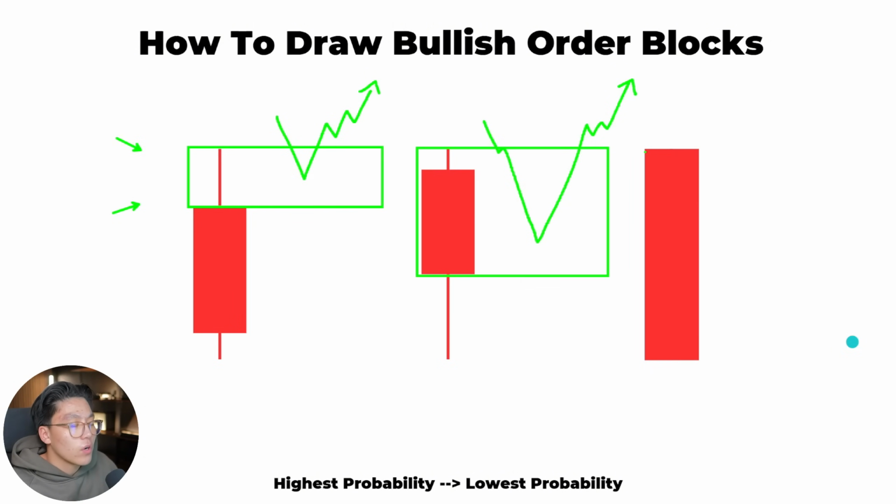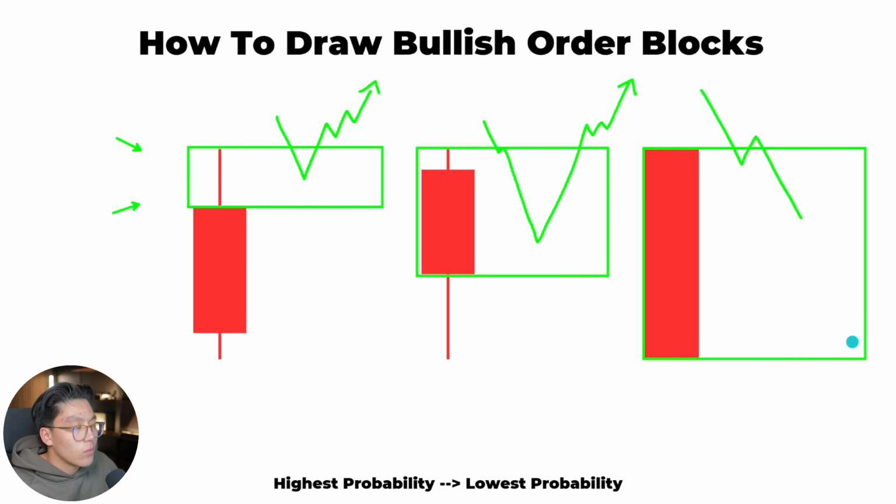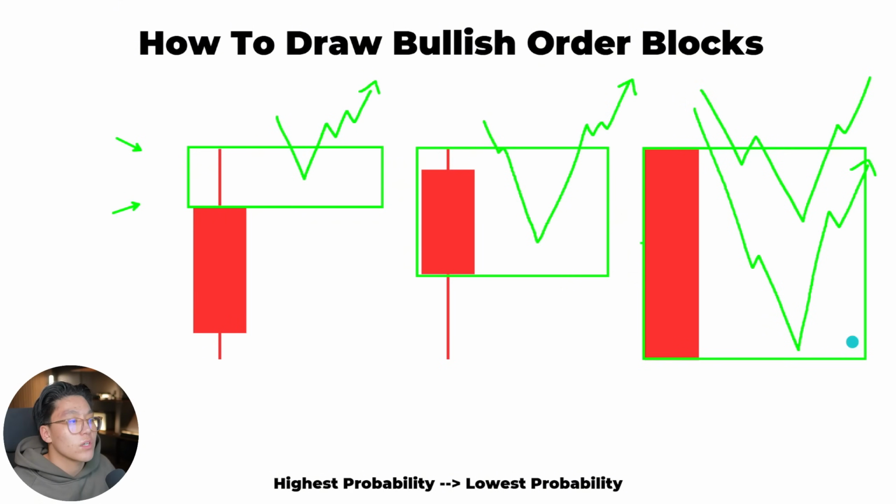wicks whatsoever. When we don't have any wicks whatsoever, what we can draw out is our full candle from the top of the body to the bottom of the body. When there are no wicks, we can draw out the full candle, and this is what's called our lowest probability order block. In this case, since we don't have any wicks, we don't have any key levels, so price can bounce off the middle of the order block, price can bounce off the bottom of the order block, right? We don't have any levels or wicks to go off of, and in this case, this is classified as our lowest probability order block.